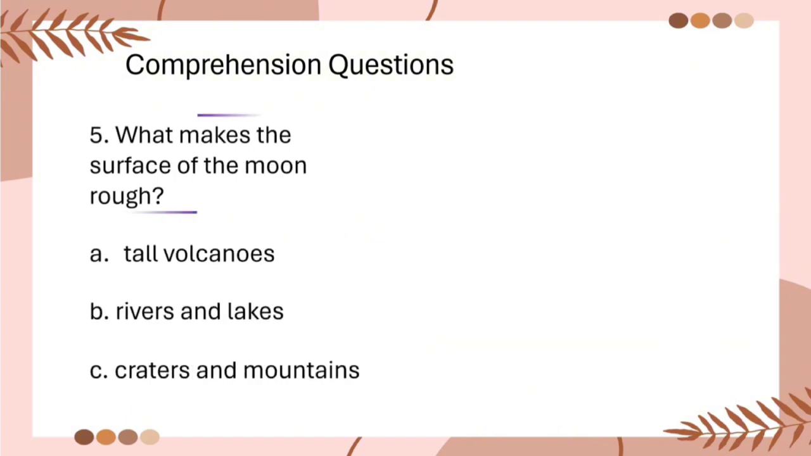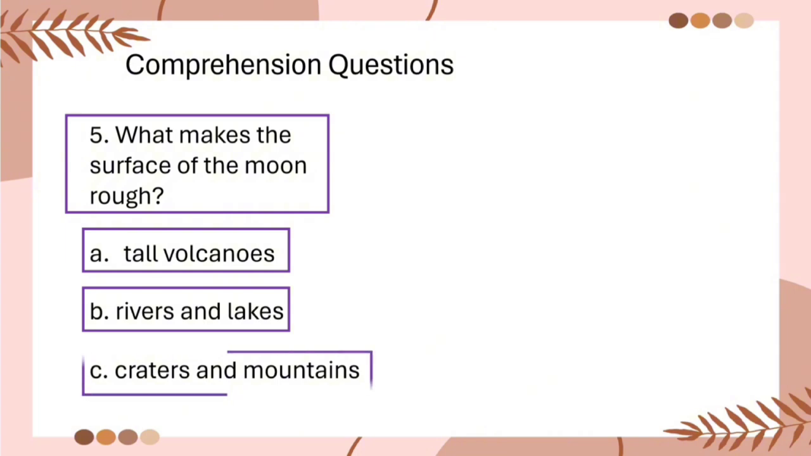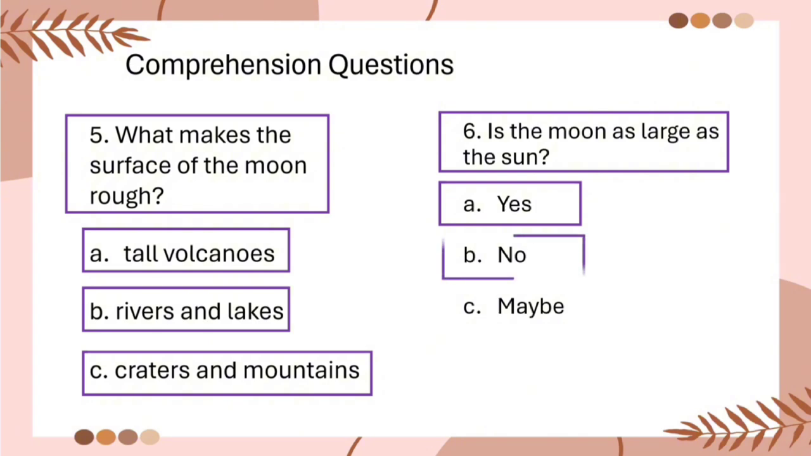5. What makes the surface of the moon rough? A. Tall volcanoes. B. Rivers and lakes. C. Craters and mountains. 6. Is the moon as large as the sun? A. Yes. B. No. C. Maybe.